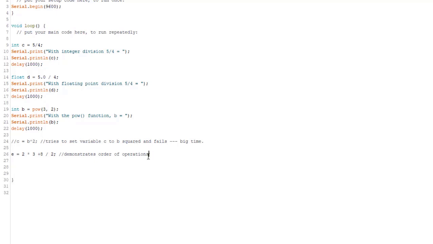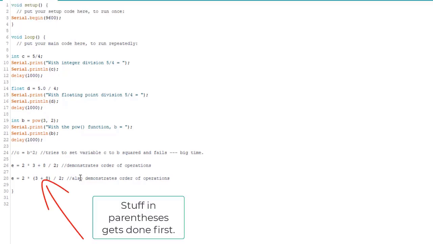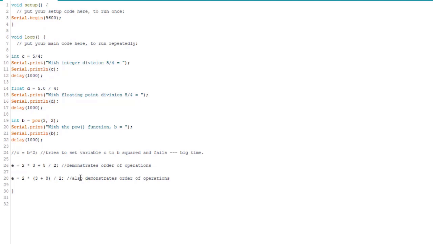If instead we were to write something like this, we would be setting e equal to 11 because the expression in the parentheses has a higher precedence and evaluates first. It doesn't matter whether we choose to do the multiplication or the division first. In either case, the answer remains the same. Let's go ahead and demonstrate this.